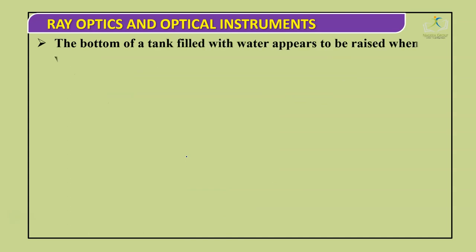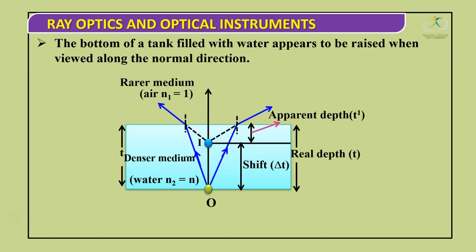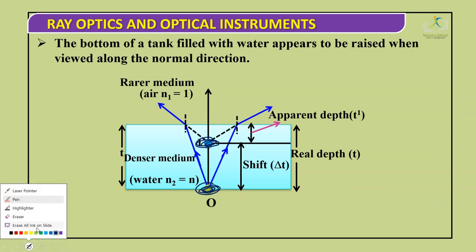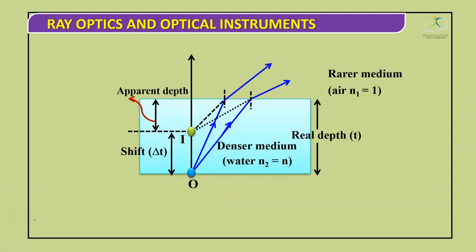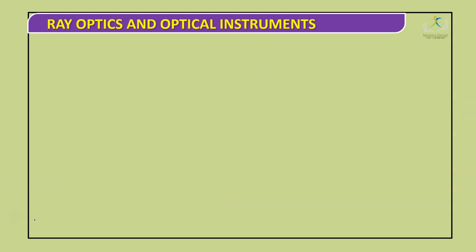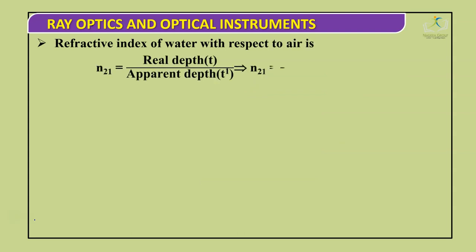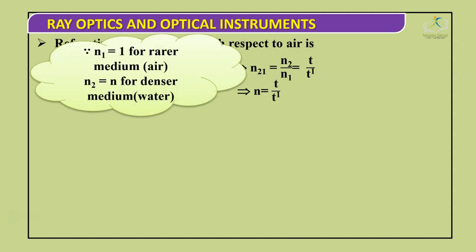The bottom of a tank filled with water appears to be raised when viewed along the normal direction. This is also an application of this. The coin is actually here, but its image will look like it is here. So this is also a form of the apparent depth and real depth concept, which is based on refraction. The refractive index of water with respect to air, n21, is equal to real depth by apparent depth, that is, n is equal to t by t1.